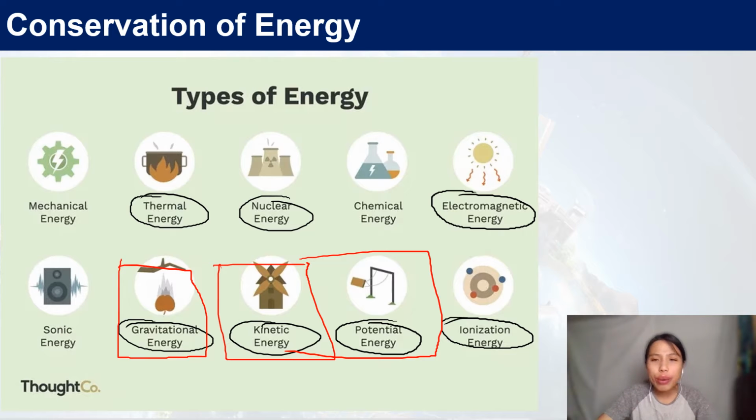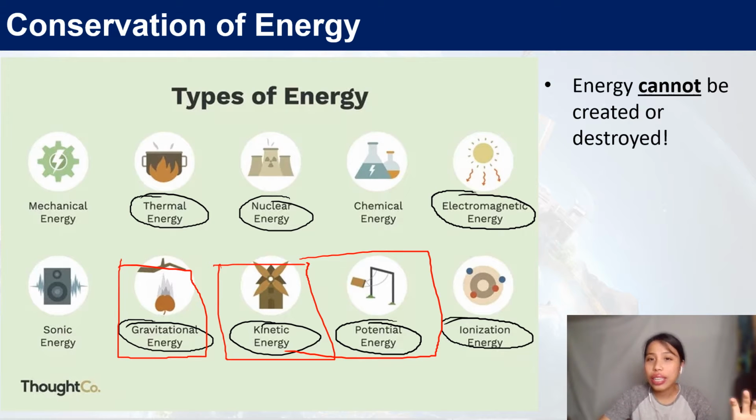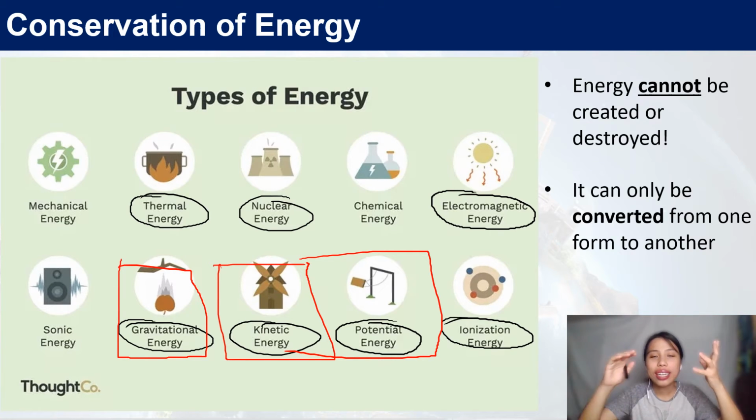So what's up with all these different types of energy? The idea of conservation of energy is that energy cannot be created or destroyed, which means if you lose energy, technically it is not exactly energy lost from the world. It's more like the energy is converted to something else. That's why we say lose energy.